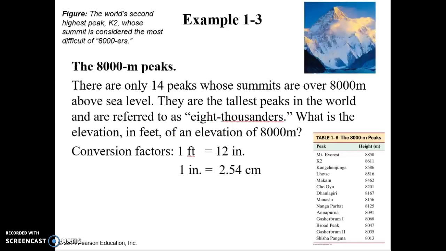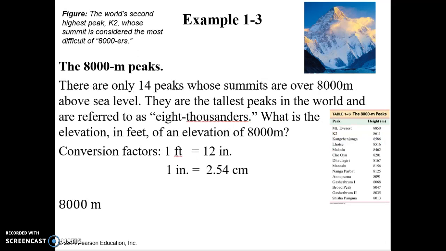Here's another example. There are only 14 peaks whose summits are over 8,000 meters above sea level. They are the tallest peaks in the world and are referred to as the 8,000ers. What is the elevation in feet of an elevation of 8,000 meters? The conversion factor given is 1 foot equals 12 inches and 1 inch equals 2.54 centimeters.